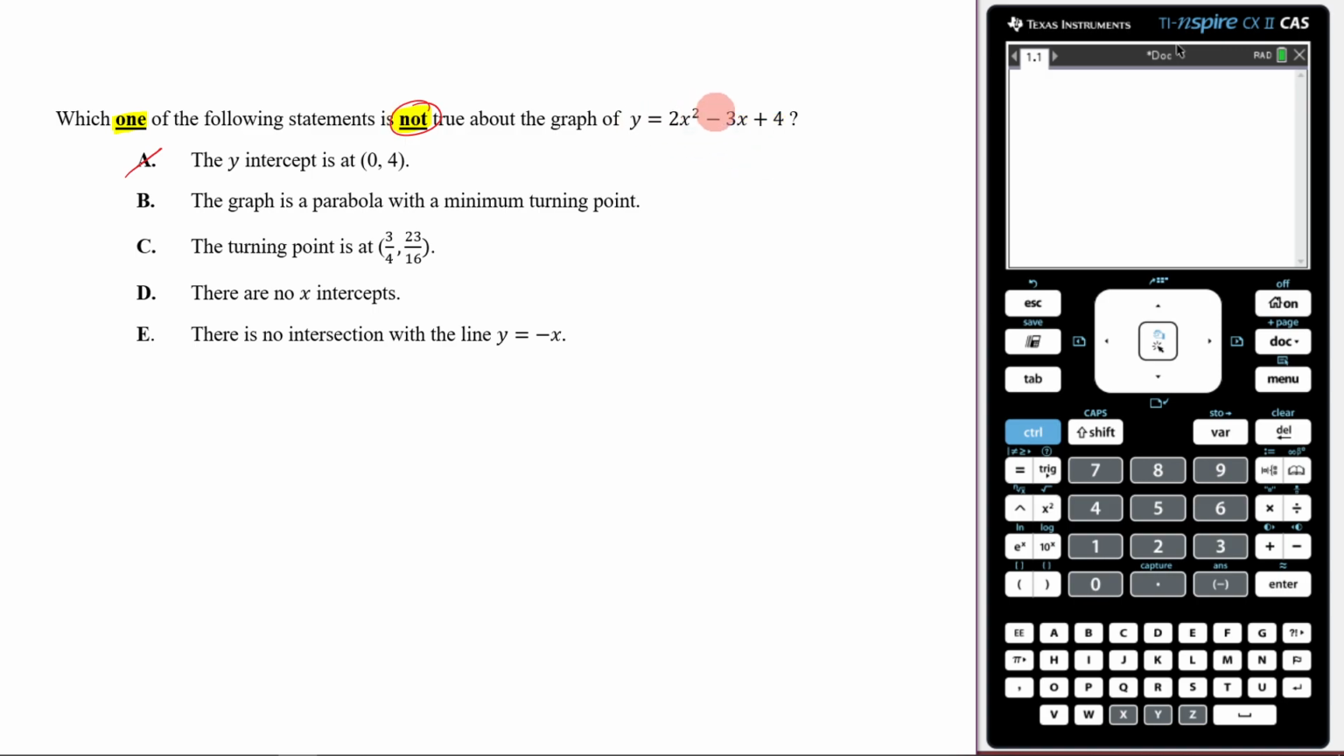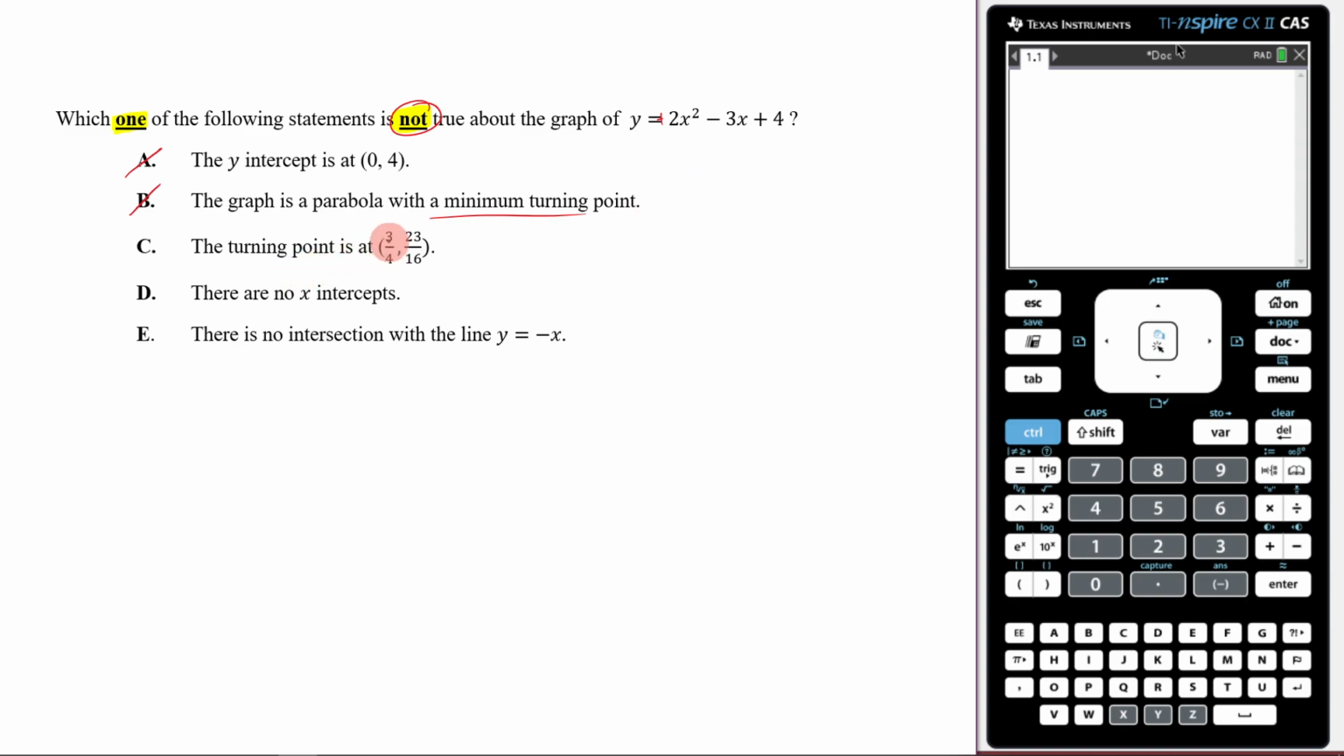I normally am. All right, the graph is a parabola with a minimum turning point. Now, if we think about what this looks like, I have a positive in front of my x squared term, which means it's upright, which means the turning point is going to be a minimum. So that is not true because it's correct. Again, I hate this question. All right, the next one.